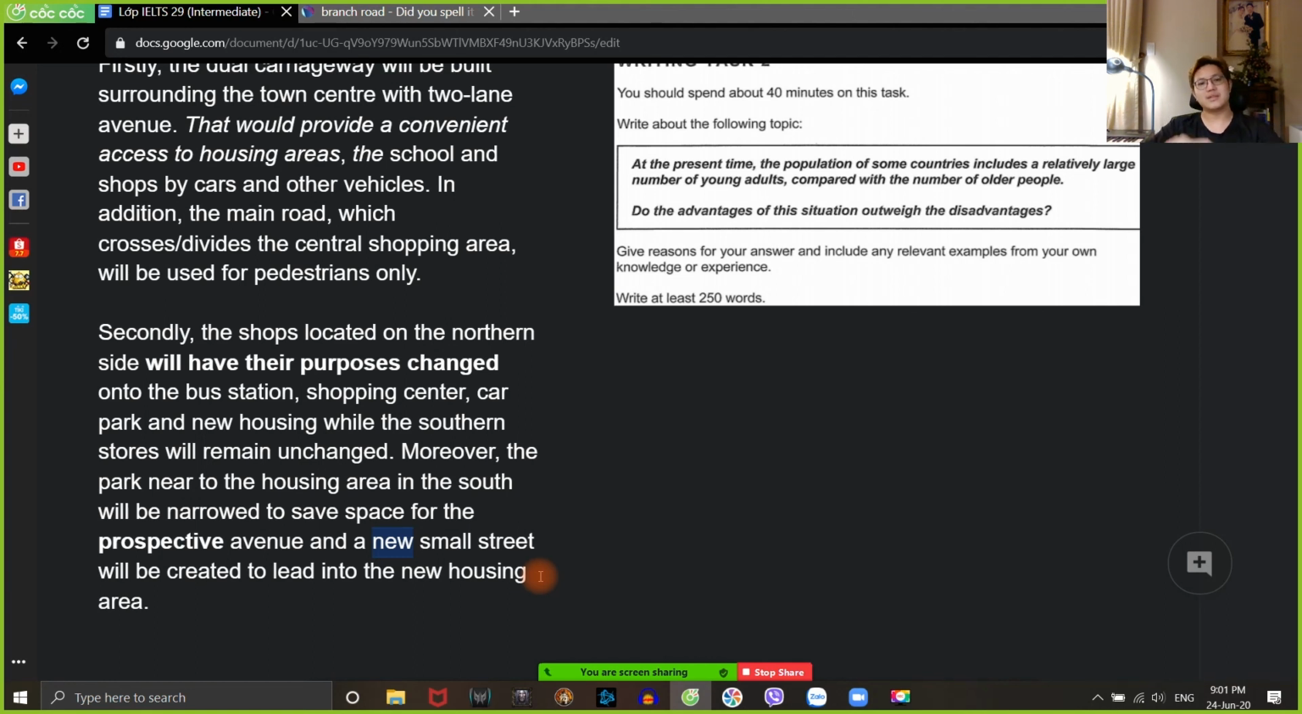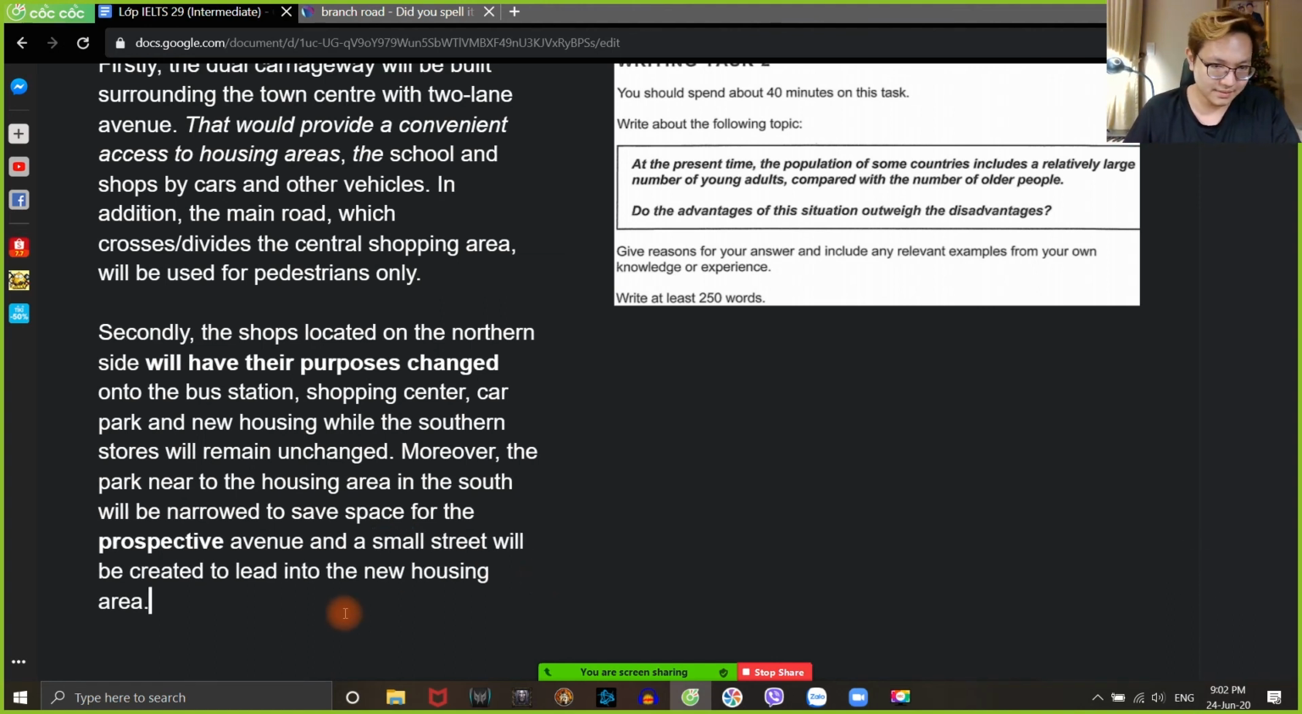Thay bằng từ gì ta? Cũng thay new bằng gì ta? How can we change new with something else? And a small street will be created to lead into the new housing area.